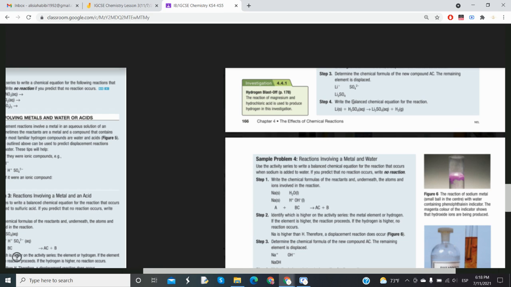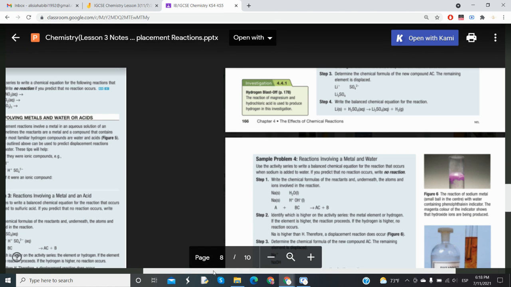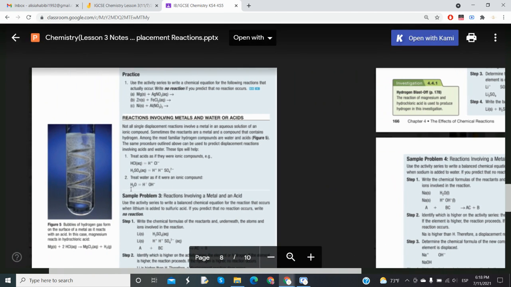Sulfate acid, sorry, not hydrosulfate. So lithium with sulfate acid. And so lithium, of course, because it's reacting with hydrogen. Okay, so this is continuing from here. So we're going to look at this part.